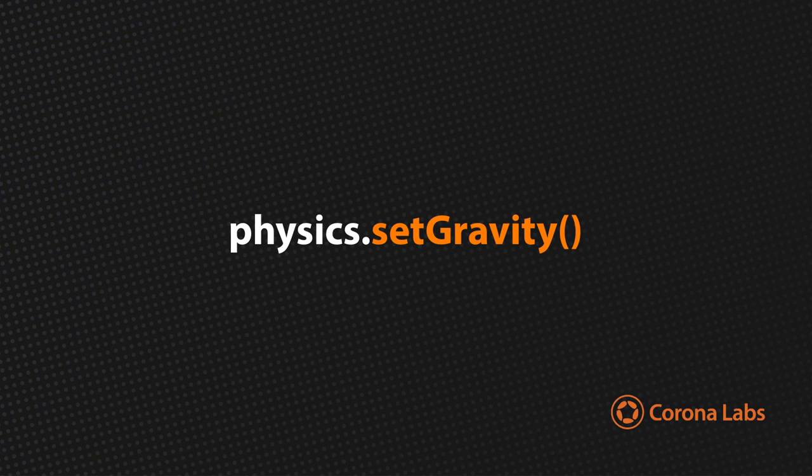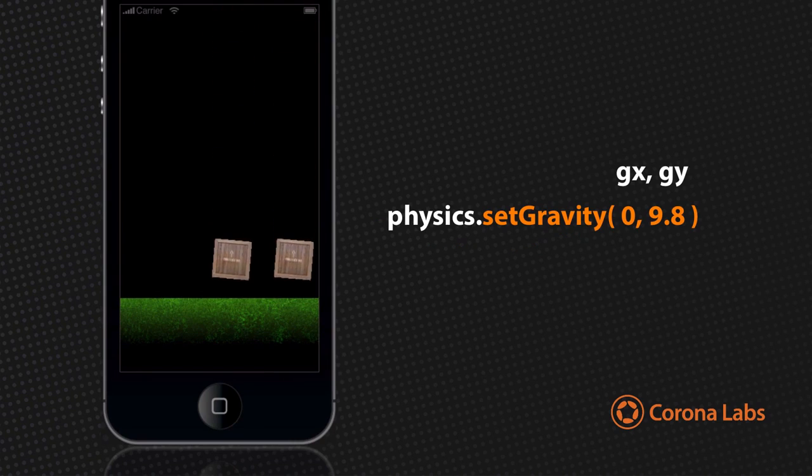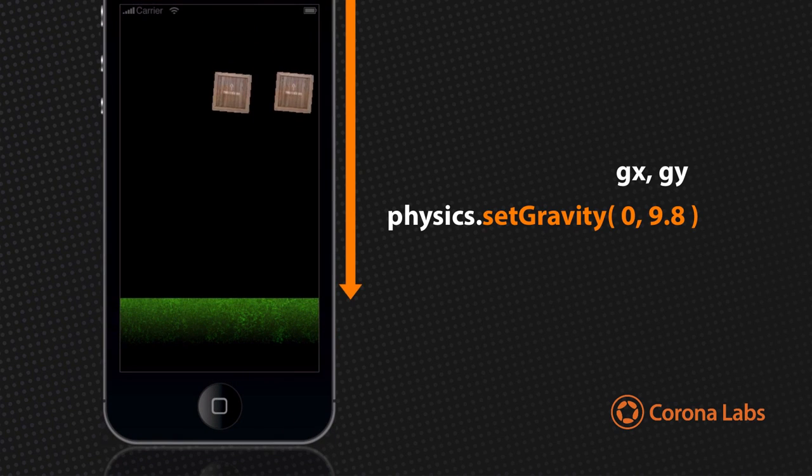Physics.setGravity sets the x and y components of the global gravity vector in units of meters per second squared. Simply put, this means that gravity is affected for the whole world. The default settings are 0, 9.8, which are meant to simulate standard Earth gravity pointing down on the y-axis.